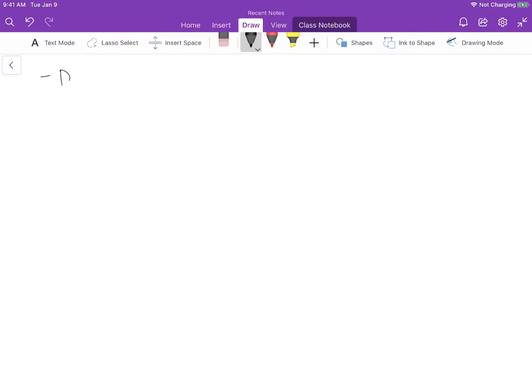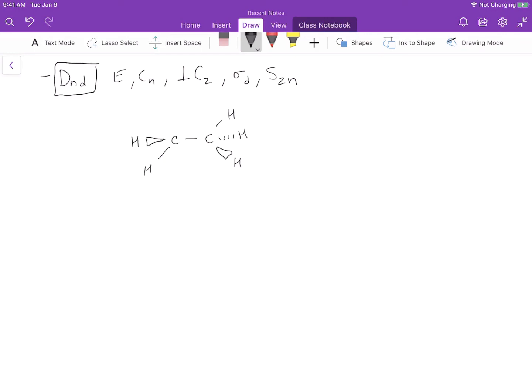We also have D N D. So this has E, CN, perpendicular C2, sigma D, and S2N. So here, for example, your ethane. If we look at it in terms of a projection, it might be easier to see. So this would be a D3D.